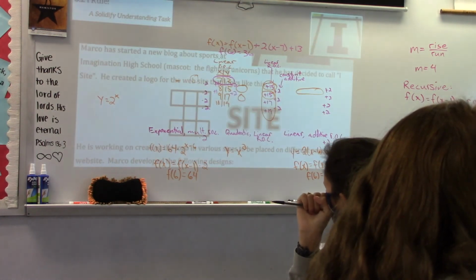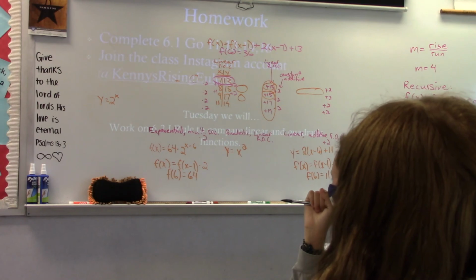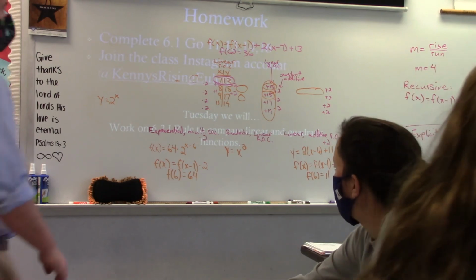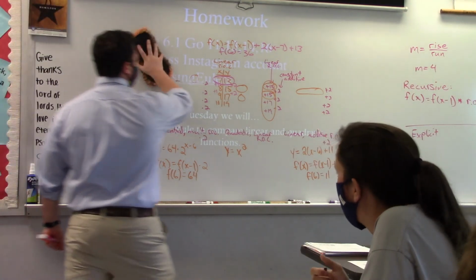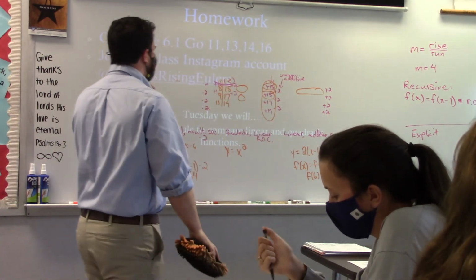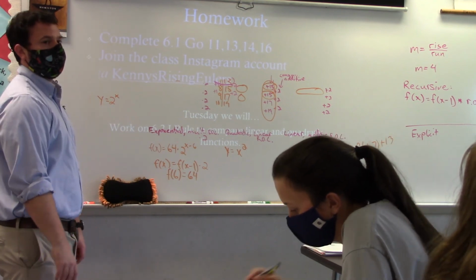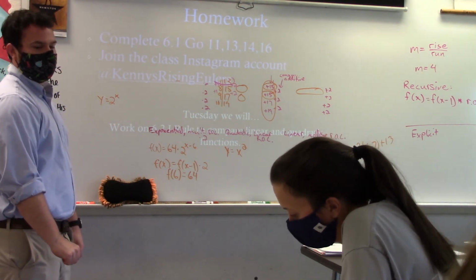Alright, here's your homework. It is not much, especially if you did your homework over the weekend. It's just 6.1, numbers 11, 14, and 16. If you did your homework over the weekend, you already have 11, 13, and 14. So then we're just adding 16 to that.